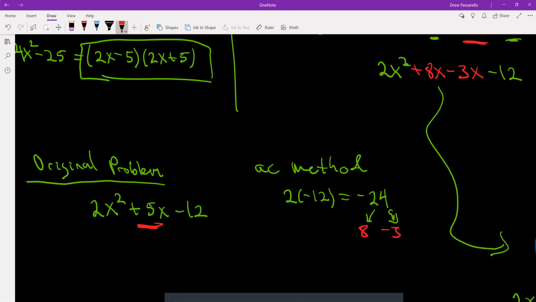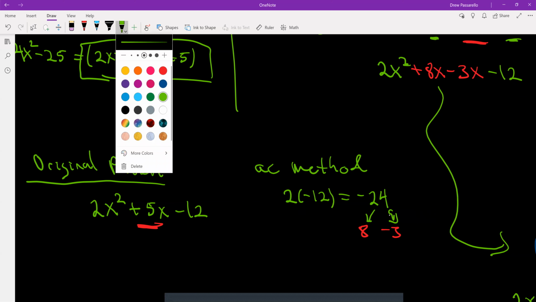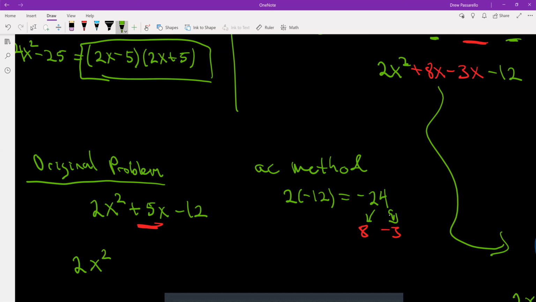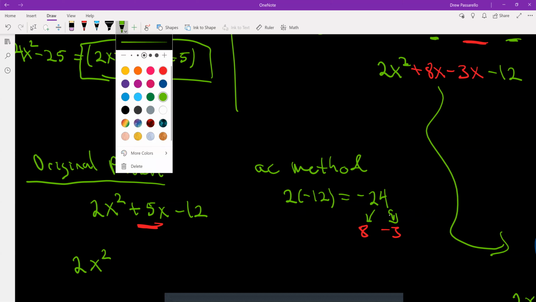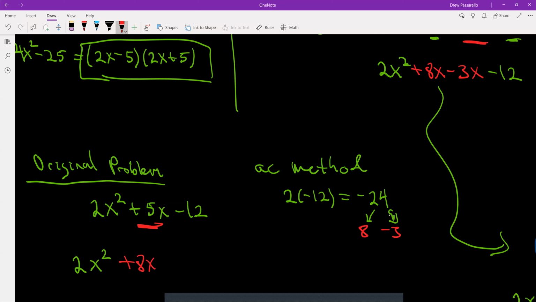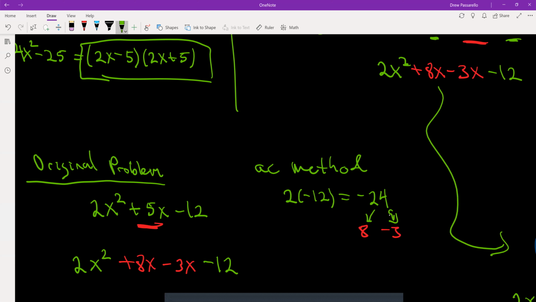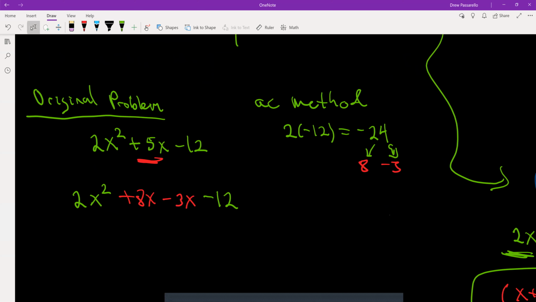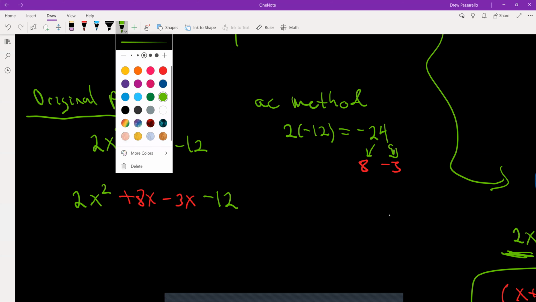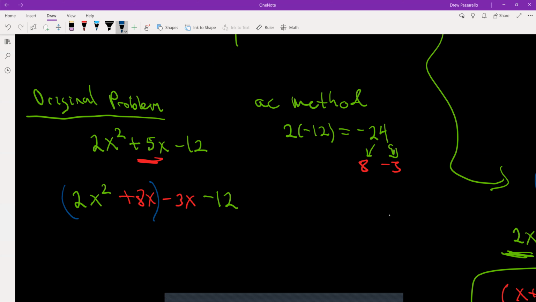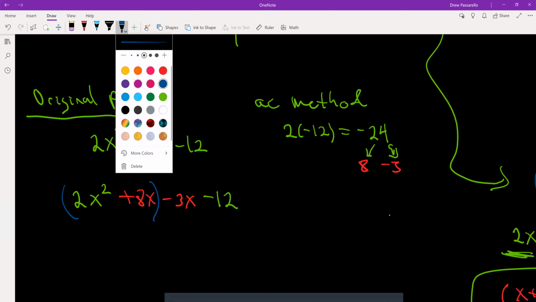So now I just replace the middle number. Instead of 5x, it's going to be plus 8x minus 3x. And then I still have the minus 12. And then I formed two groups. Now that I got 4 terms, I factor it by grouping. So I group the first two together, and then I group the last two together.